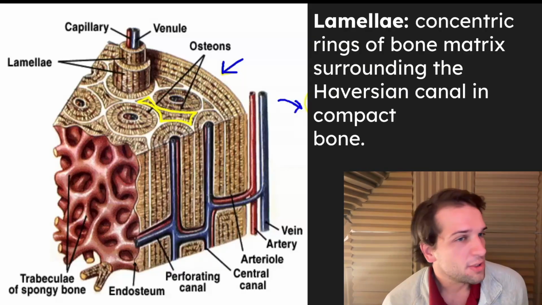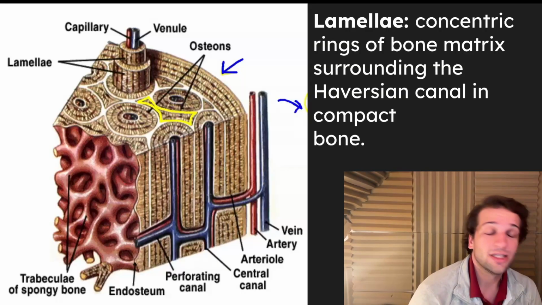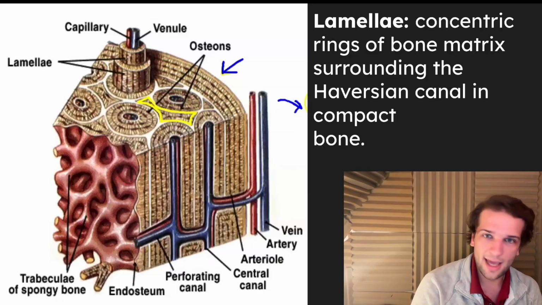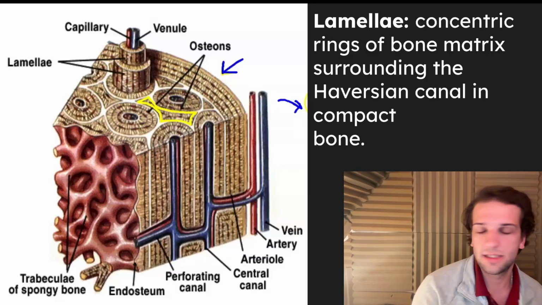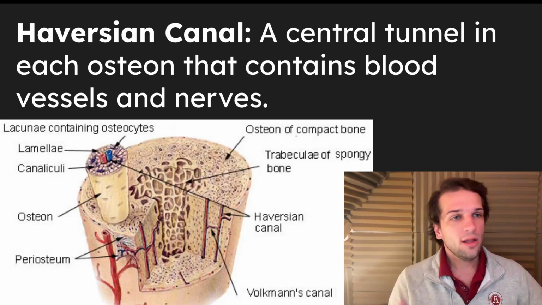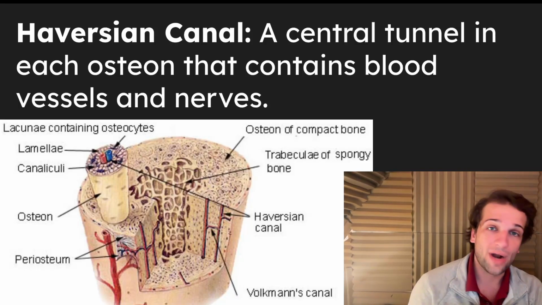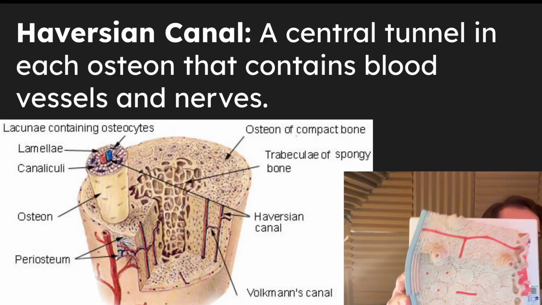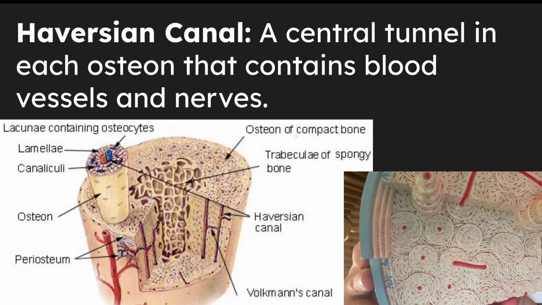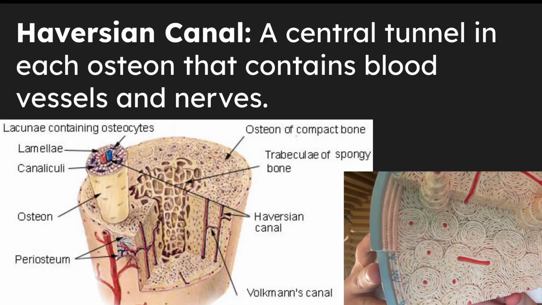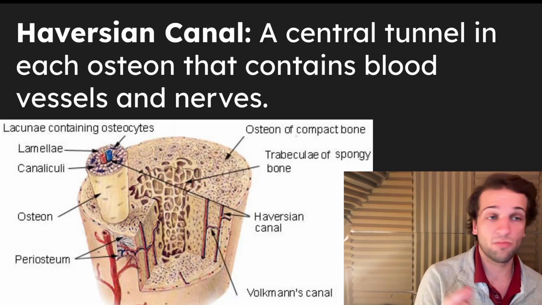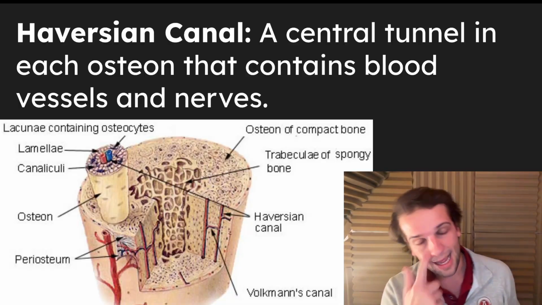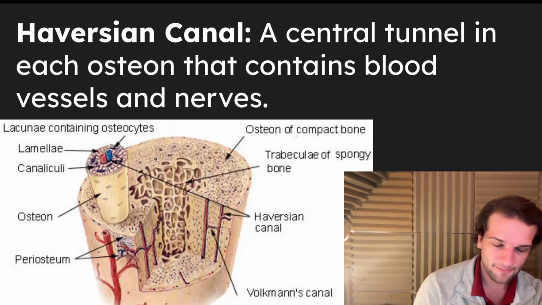I'm saying all this multiple times because it is really confusing. It's hard to understand this bit. And so, again, I'm going to keep being over-explanatory on this. All of this rings around a middle canal, right? That's those little red blood vessels that you see sticking through the middle of those osteons, in the center of those circles. And that is called the Haversian canal.